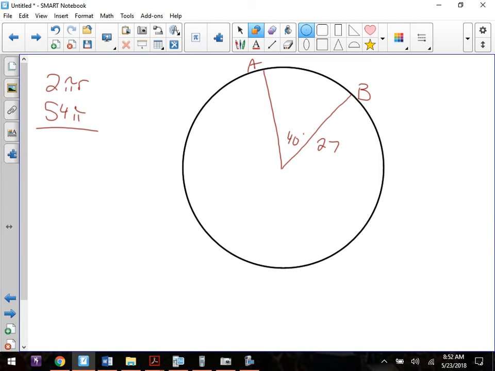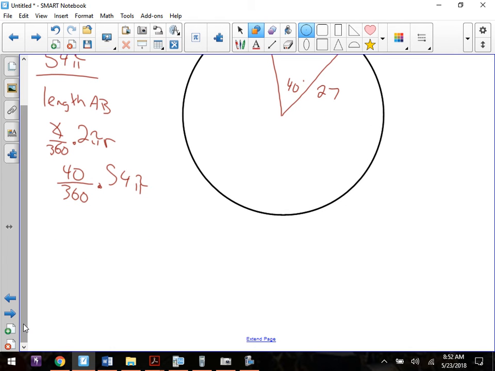The length of AB. Length of AB stands for arc length. That's what that means. Use the formula: central angle over 360 times 2 pi r. Well, our angle is 40 over 360 times our 54 pi. Well, you can put all that in the calculator, or realize that zeros drop. 4 goes into 36 how many times? 9. 9 goes into 54 6 times, and you get 6 pi. That's your arc length.